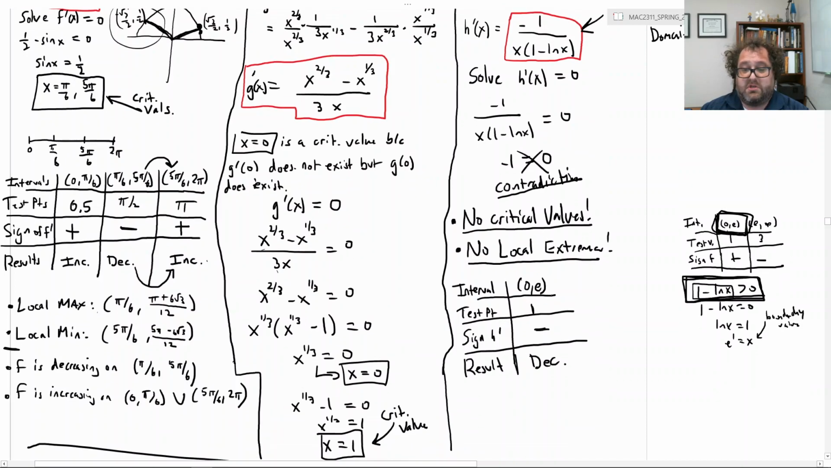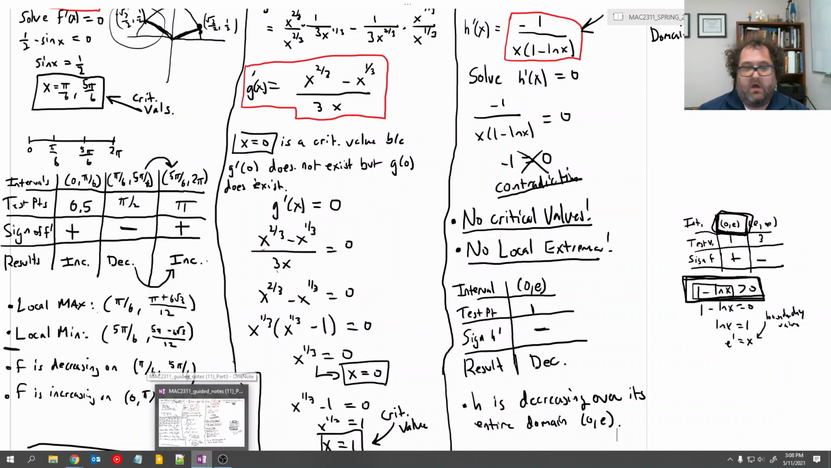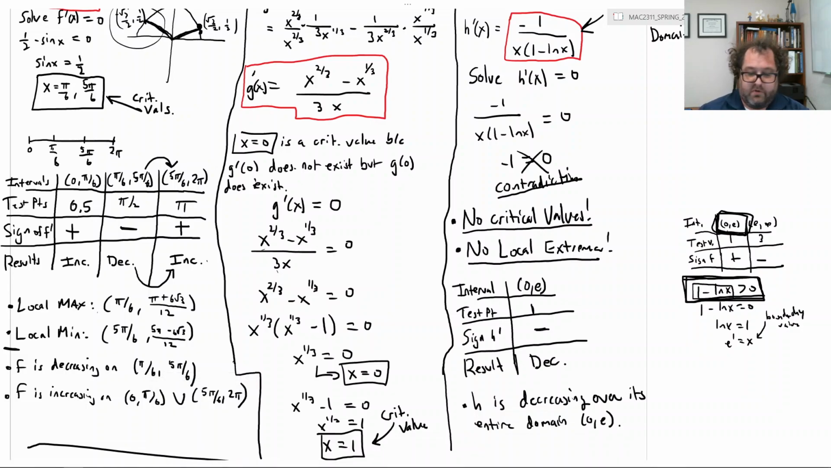So the last conclusion here, and this is kind of interesting, is that h is decreasing over its entire domain, which is 0 to e. No critical values, no relative extrema. It's decreasing. That is, it's always falling from left to right. All right, let's look at the graph real fast. Let's look at this interesting one first, the one we were just talking about, h, the natural log of 1 minus natural log of x.